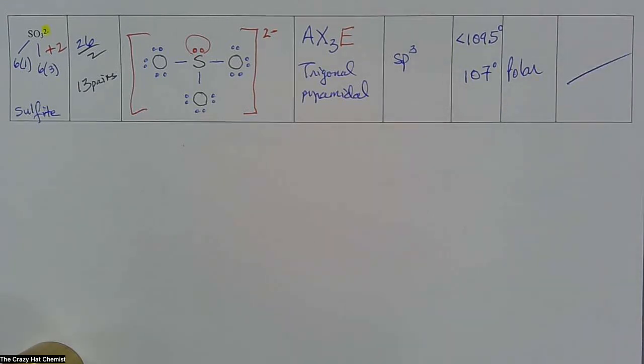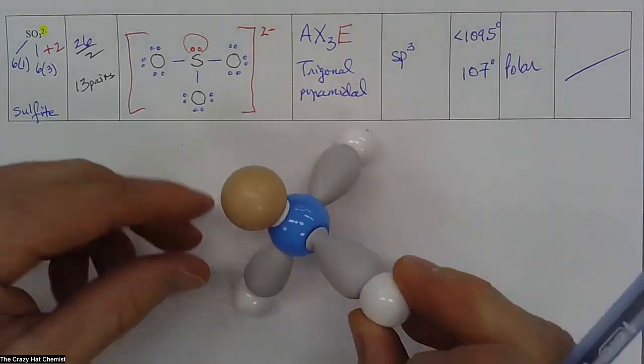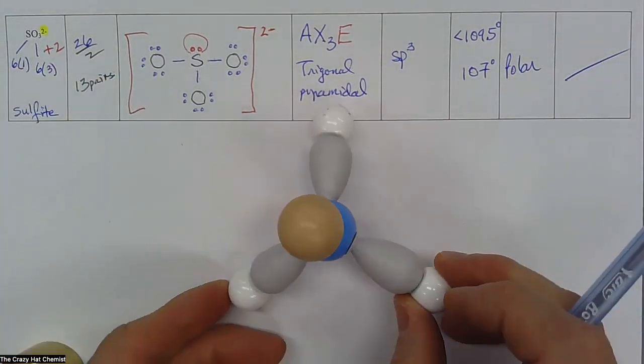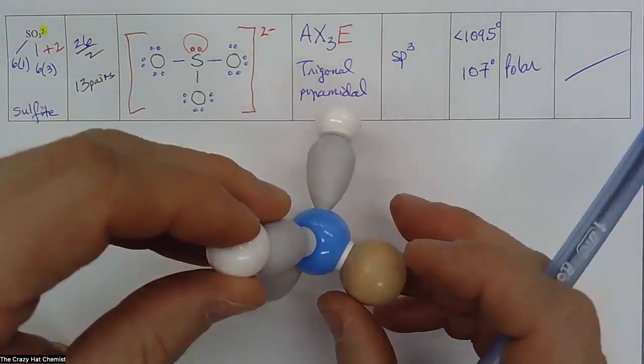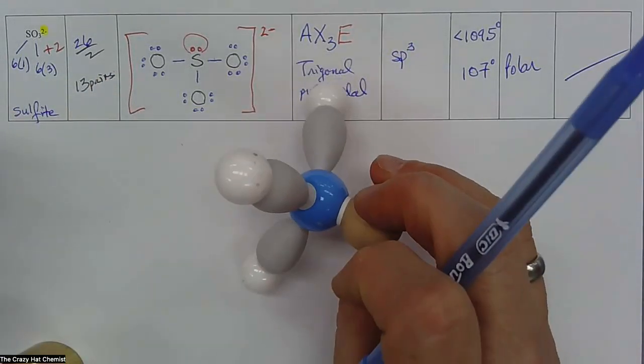And there are no isomers, no resonance structures, nothing like that, so you don't have to worry about those things. That's just craziness on this one. All right, let me show you this structure here as far as the model. So the sulfur is represented by the blue right there in the middle, and the oxygens are represented by the white ones, which would typically be hydrogens, but it is a trigonal pyramidal structure.